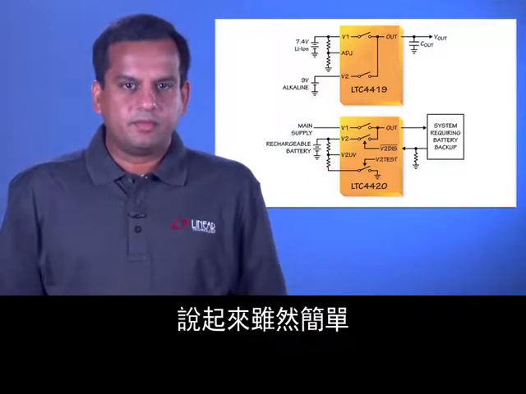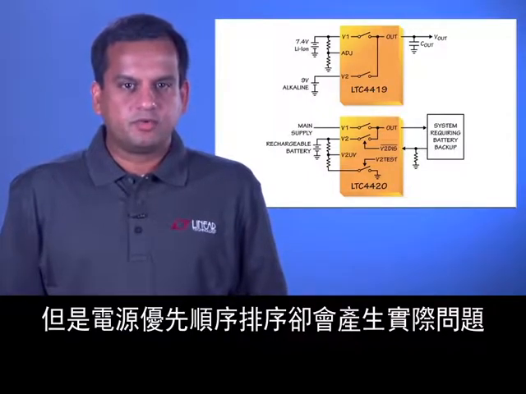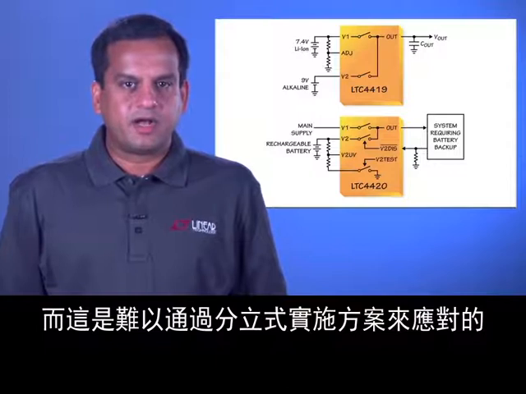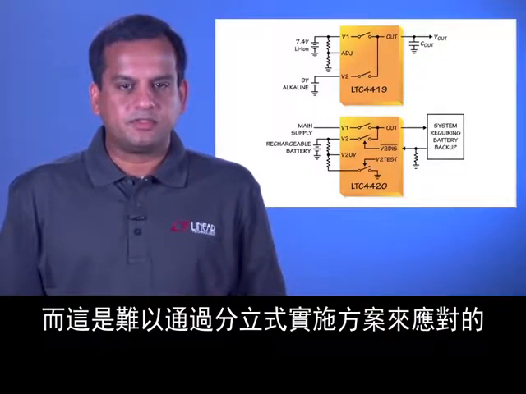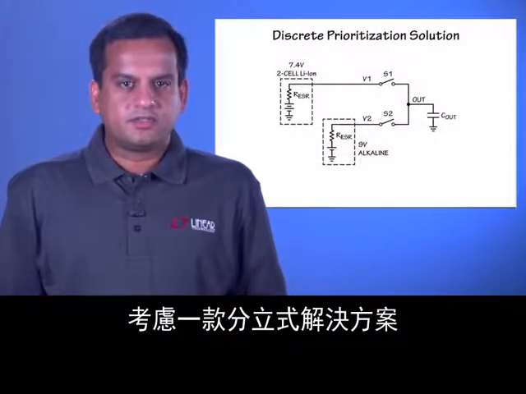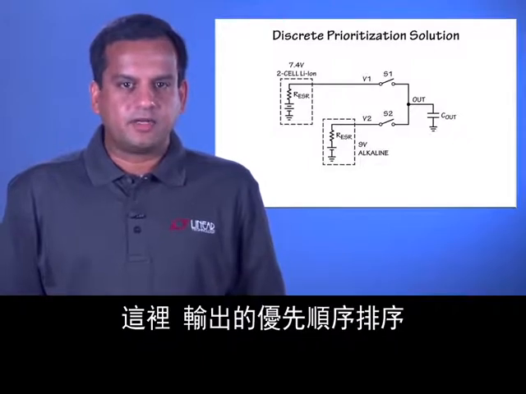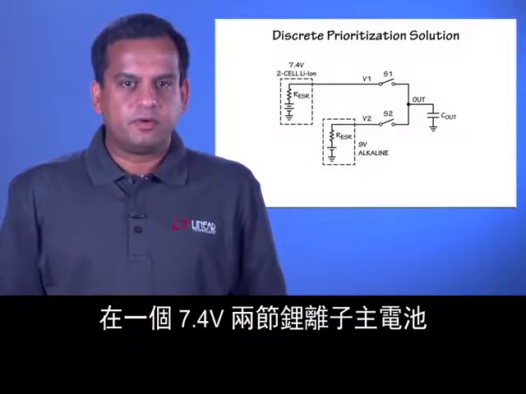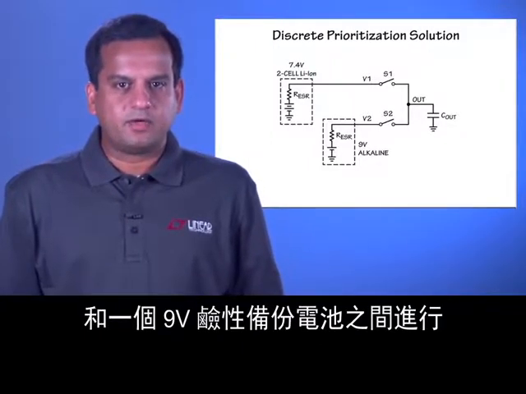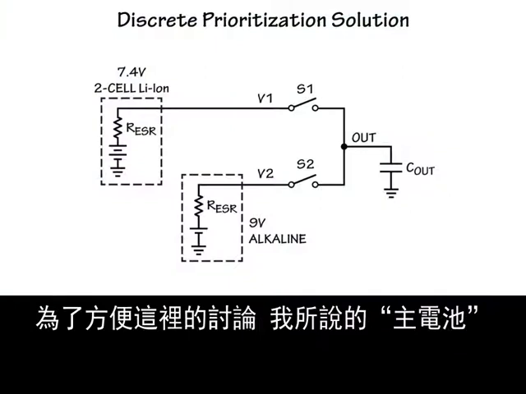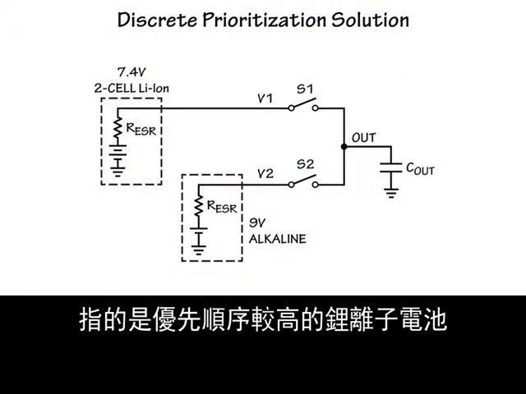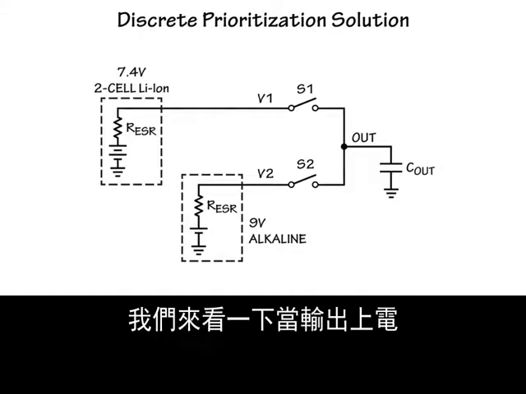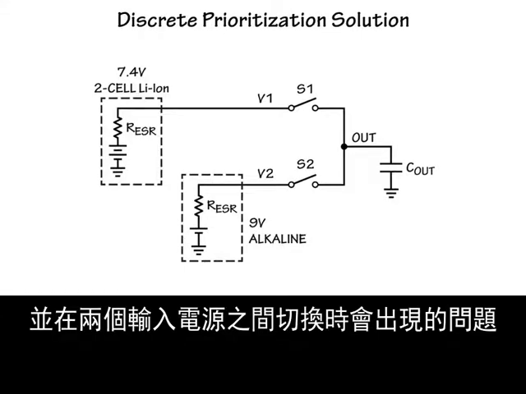While easy to describe, supply prioritization poses several practical problems that are hard to handle through discrete implementations. Consider a discrete solution where an output is prioritized between a primary 7.4-volt 2-cell lithium-ion battery and a backup 9-volt alkaline battery. For this discussion, I will use primary to refer to the higher priority lithium-ion battery. Let's look at issues that arise as the output powers up and is switched between the two input supplies.